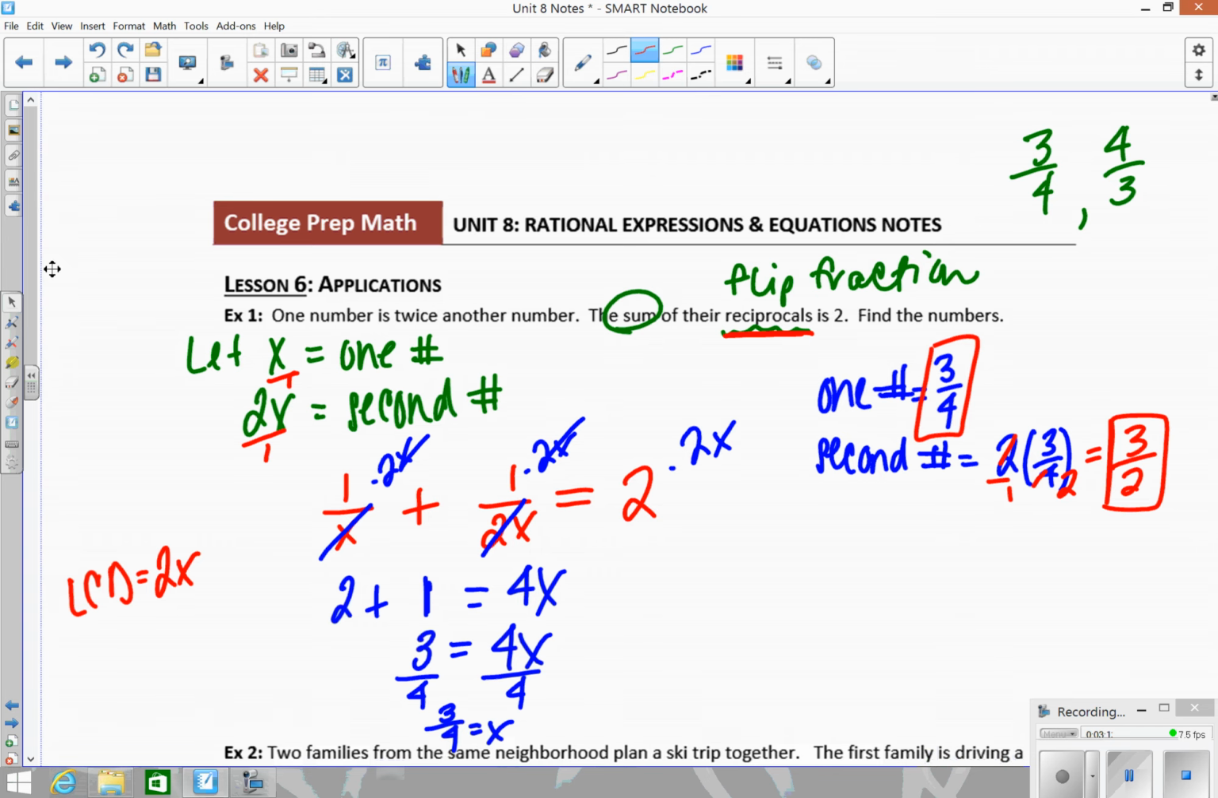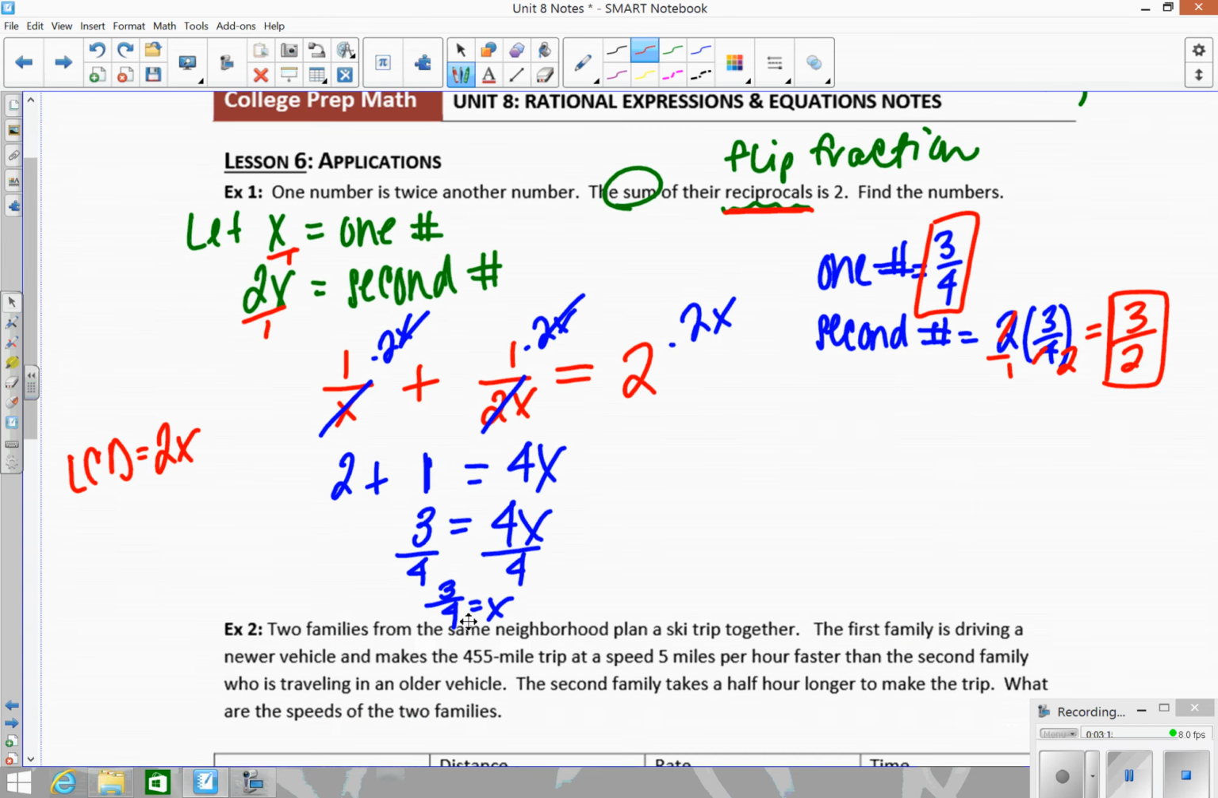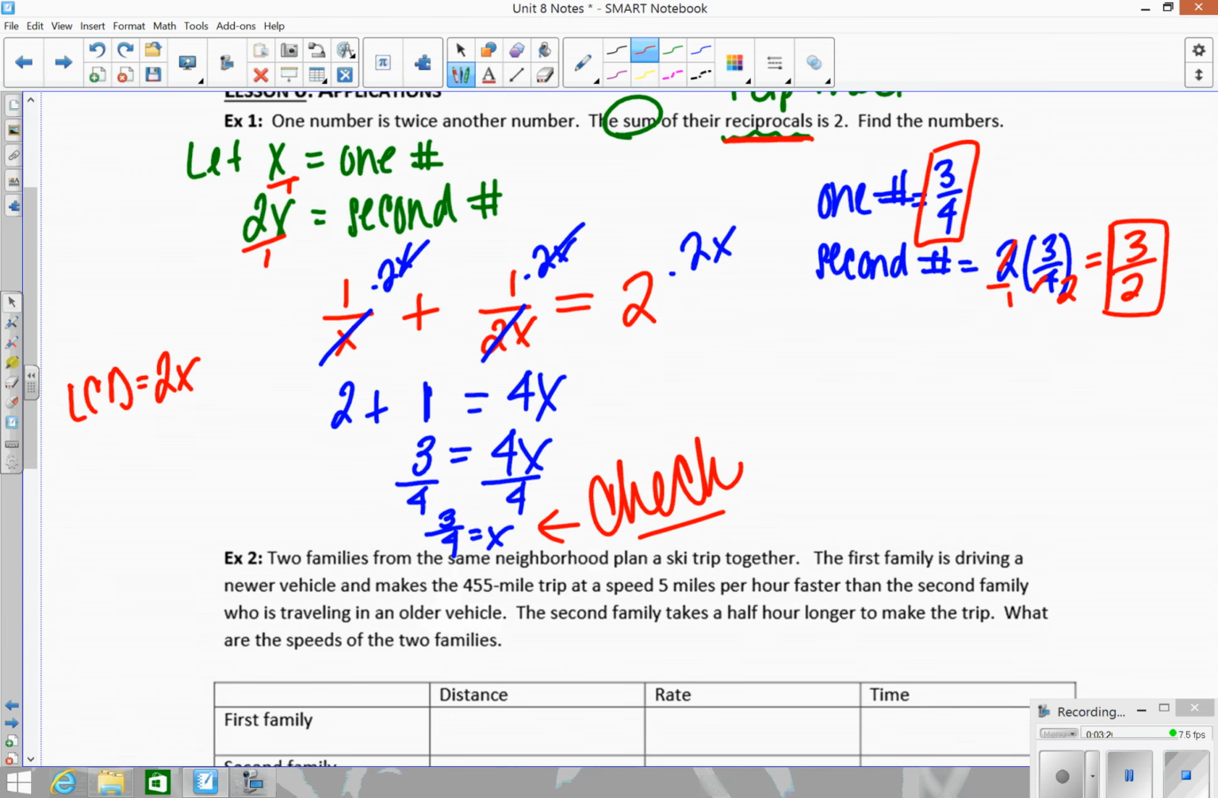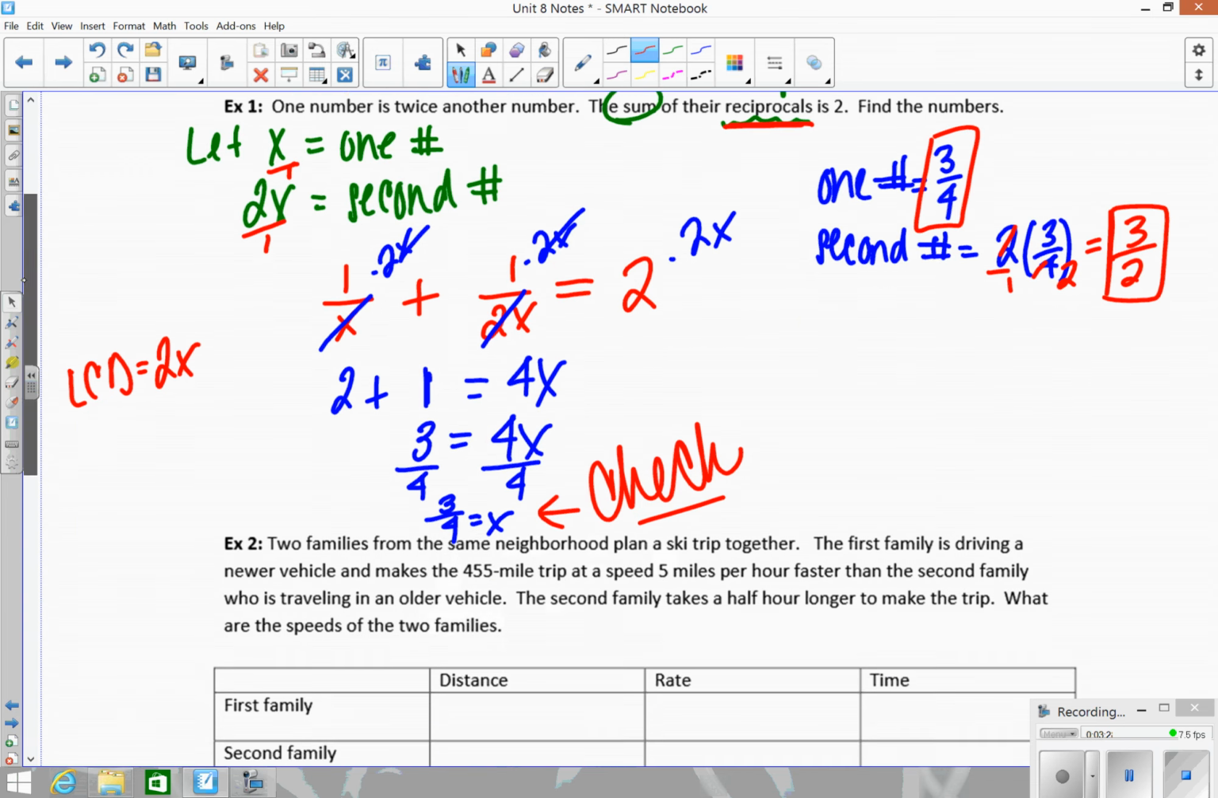So let's look at one more equation. And just so you know, I did check this before I moved on. I checked to make sure that this actually worked, and it does. It wouldn't create 0 in the denominator, so that's why I can use it. And then once I find that, I plug in to figure out the second one.